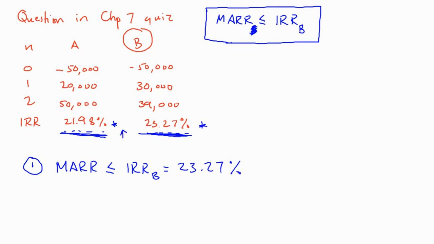So it's somewhere in the middle. What happens then? We choose B. Yes, okay, which is what we want, right? Yes. So we don't really need the MAR also to be less than or equal to the IRR of A. Is that point clear, Khalid?